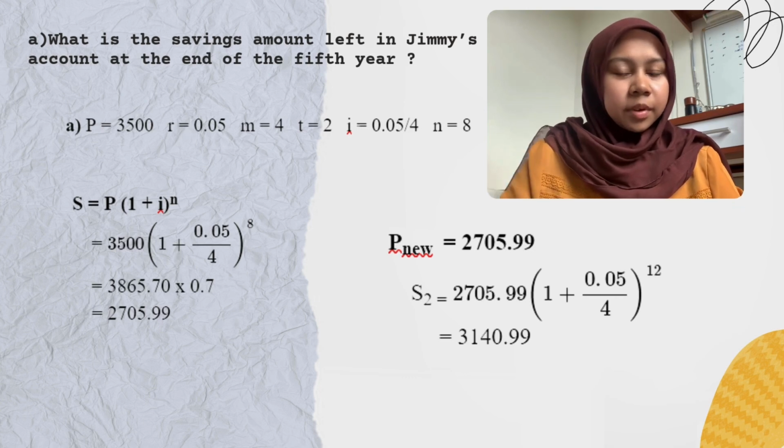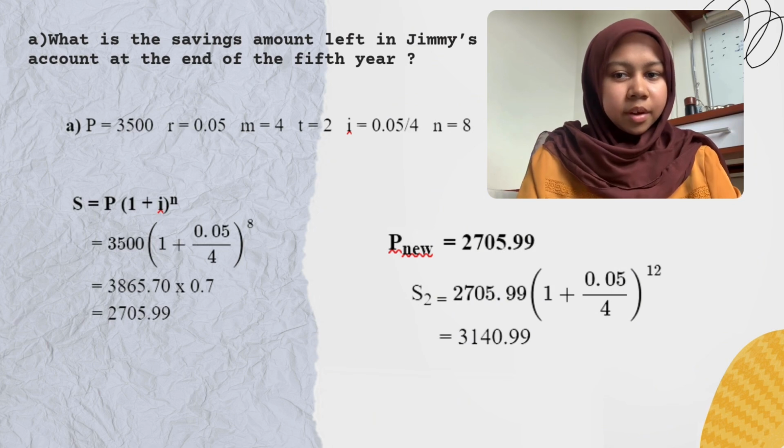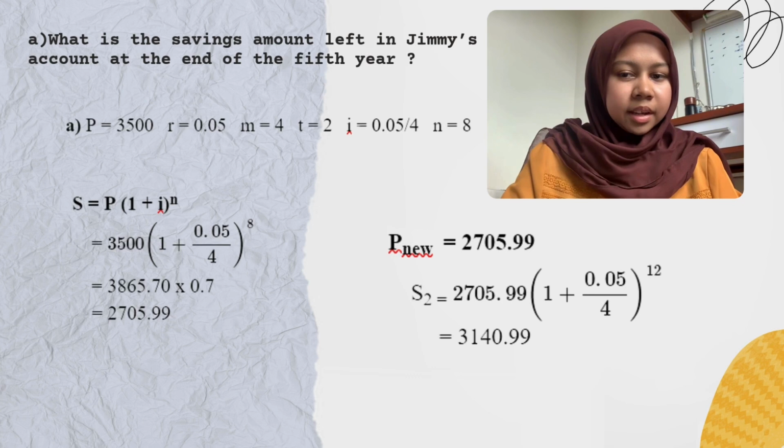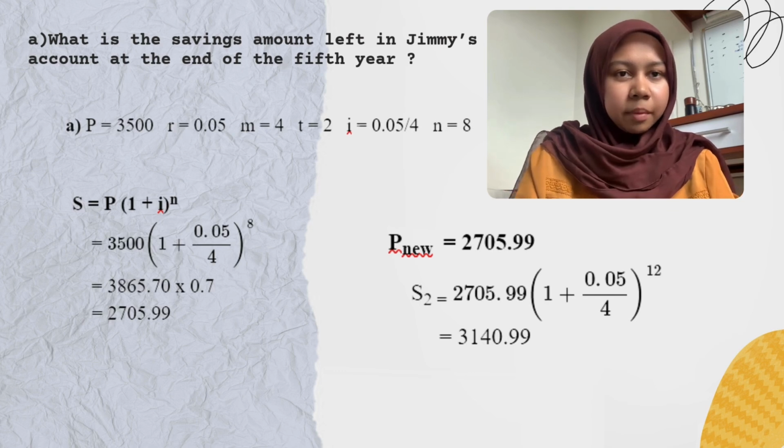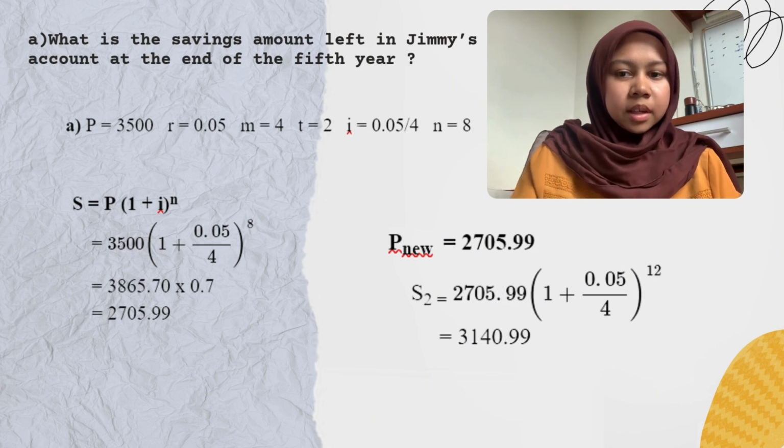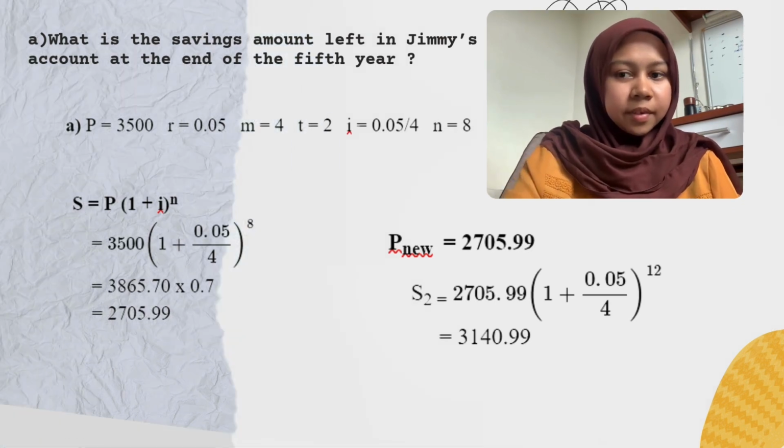The first question asks, what is the savings amount left in Jimmy's account at the end of the 5th year? Because after 2 years, he withdrew 30% from his account, we have to find the S for the first 2 years. This makes our n equal to 2 times 4, which is 8. We will use the formula S equals P multiply (1 plus i) to the power of n. Thus, we will get S equals 3865.70. Now, for the remaining 3 years, we will multiply 3865.70 by 0.7 to get the new P. Finally, we will get 3140.99 as the savings amount at the end of the 5th year.